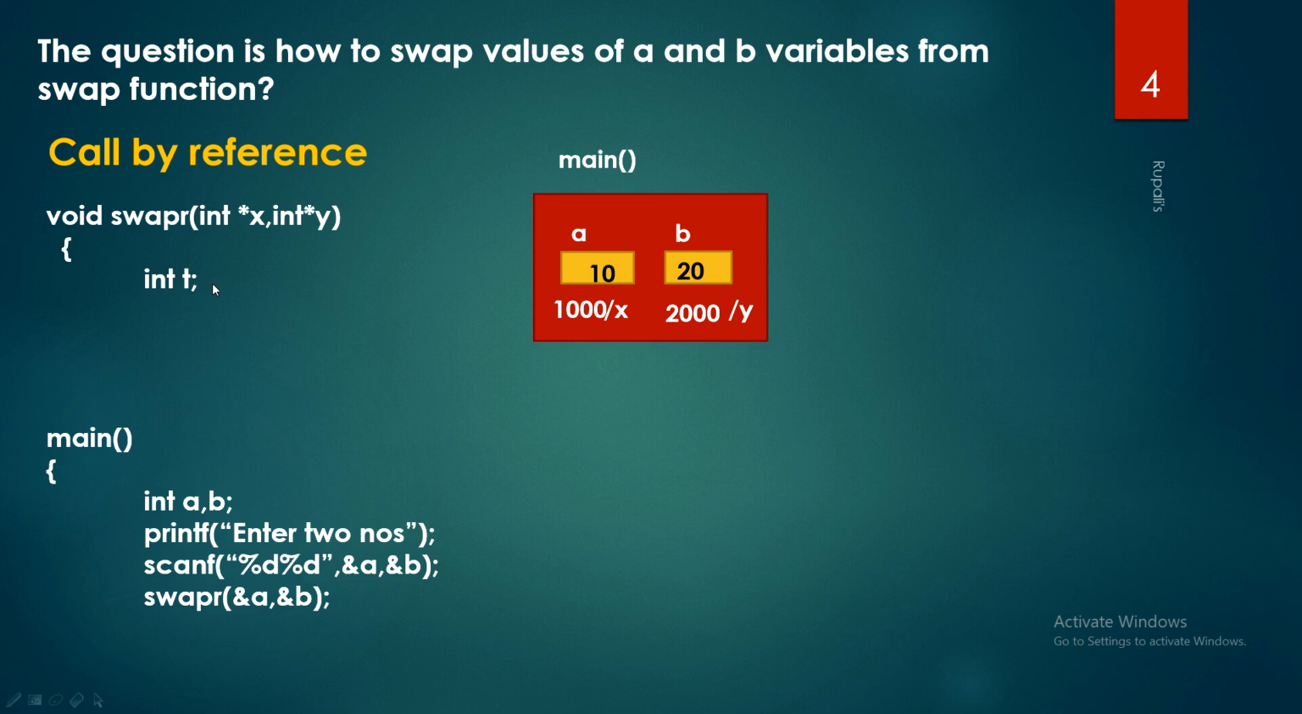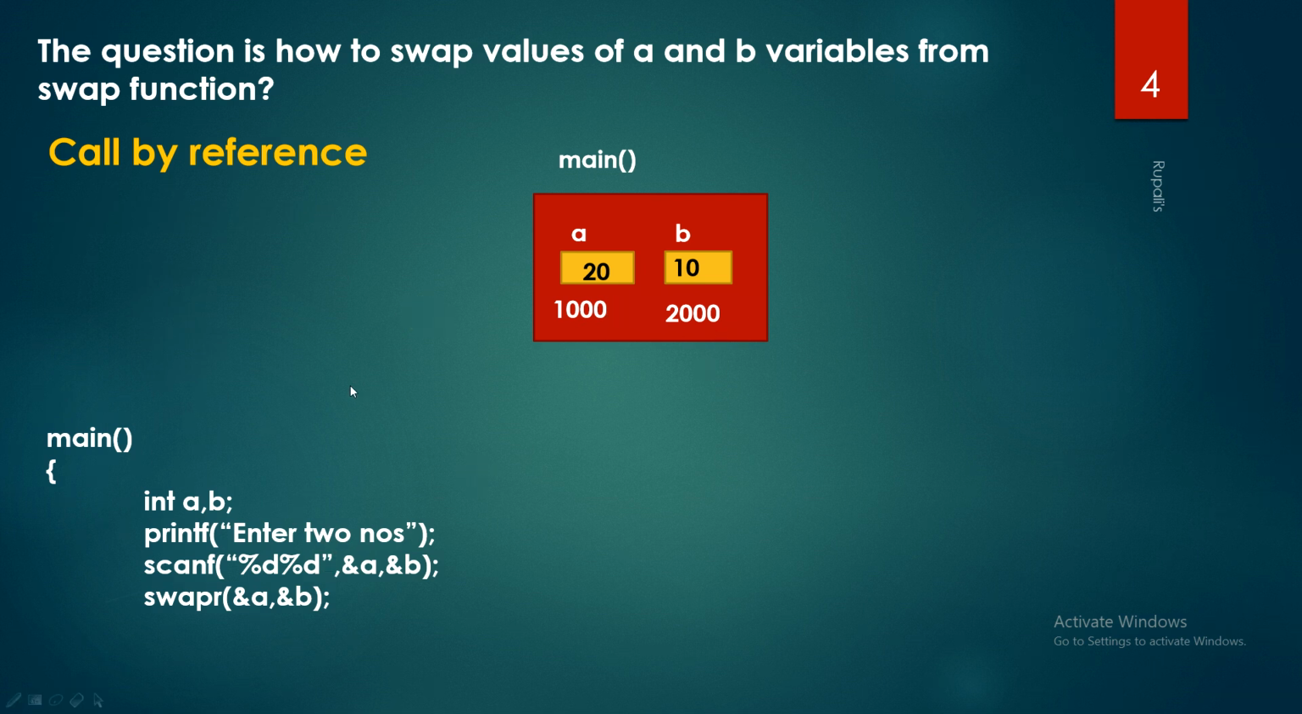So to swap, take a temporary variable and give it the value at X, not X. X means 1000, star X means 10, and Y means 2000, star Y means 20. So I swap: T equals star X, star X equals star Y, star Y equals T. Now see, after swapping, this becomes 20 and this becomes 10. Now this function is completed. After completion, the function releases its memory.